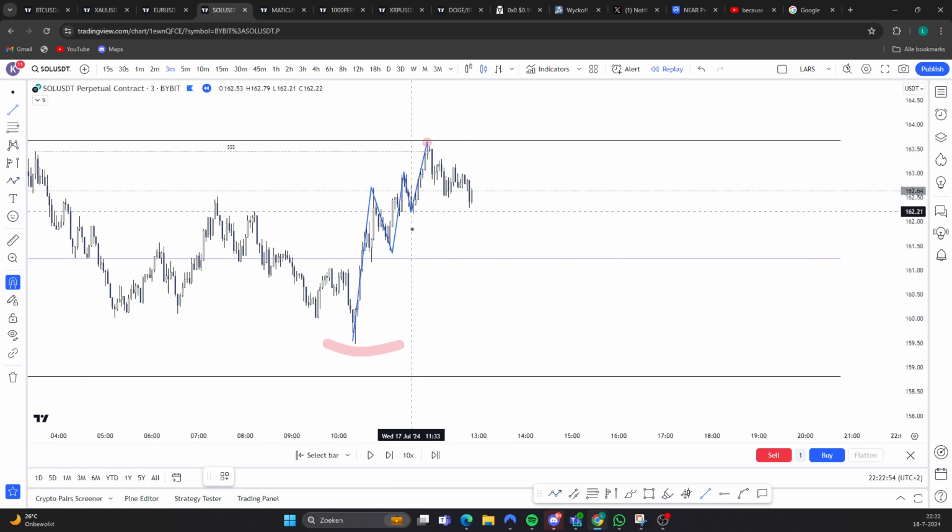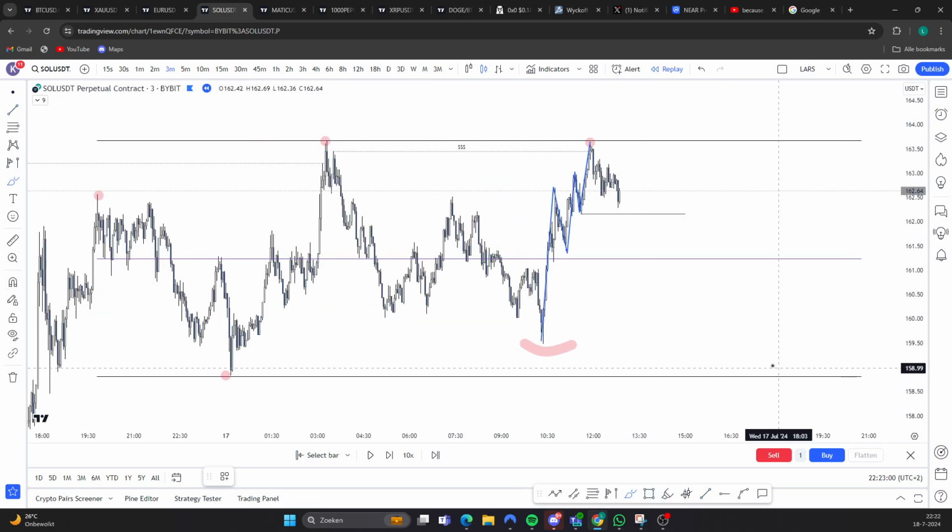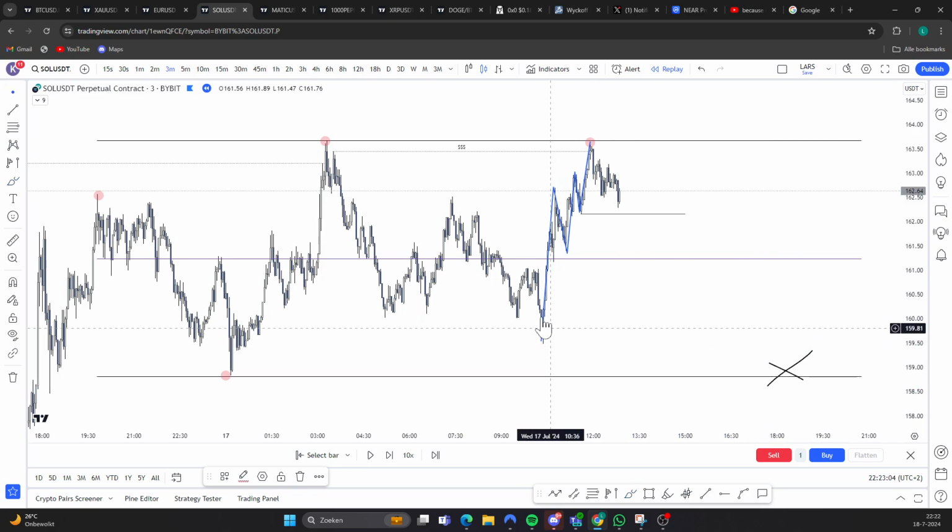So the moment we break this market structure low, that confirms that this distribution is going to play out and price will come to the target, which is the range low. Same way the target for an accumulation is the range high, okay?